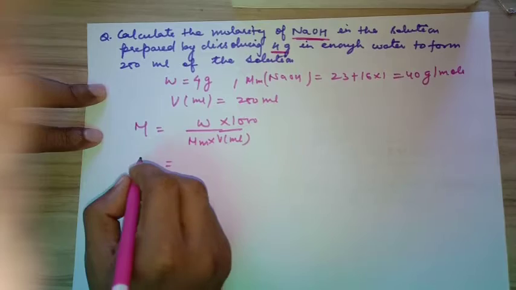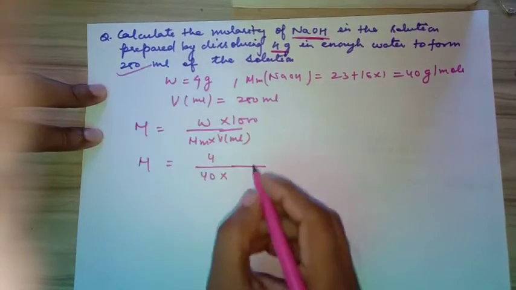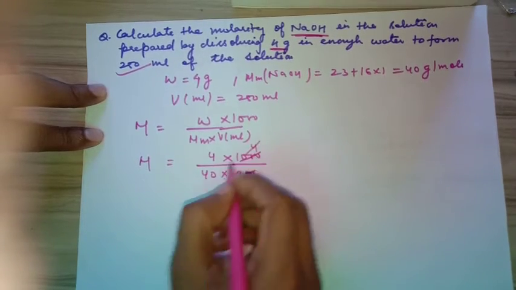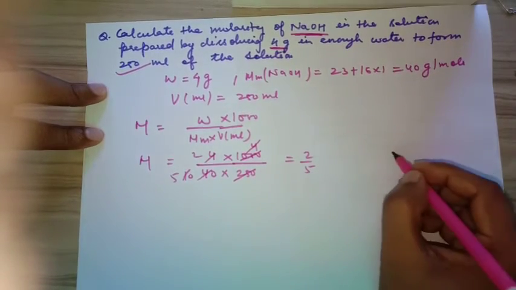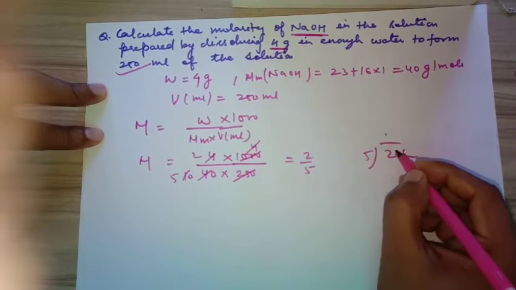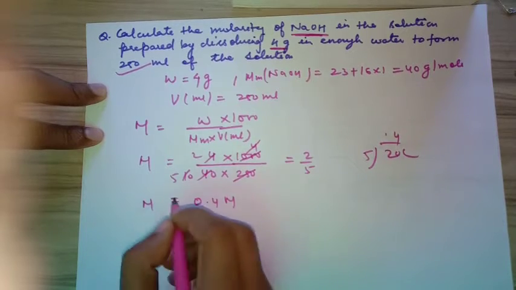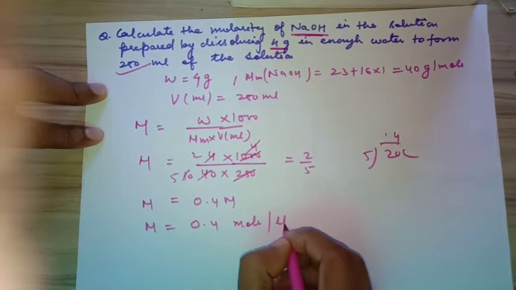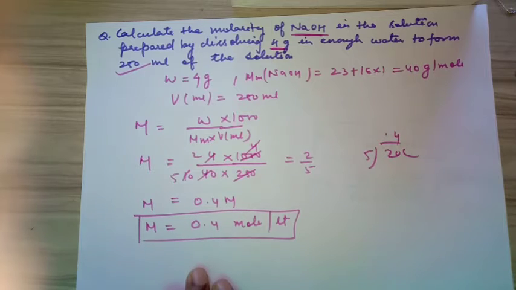So on calculating we'll get 4 gram upon 40. Volume in ml, that will be 250 ml. Here it will be 1000. So we know that 250 times 4 is 1000. So 4 tens are 40, 2 2s are 4, 2 5s are 10. So it will be 25. So on dividing we'll get 0.4 M, or we can say M is equal to 0.4 moles per liter. So this is our basic calculation. So in this way we can solve molarity.